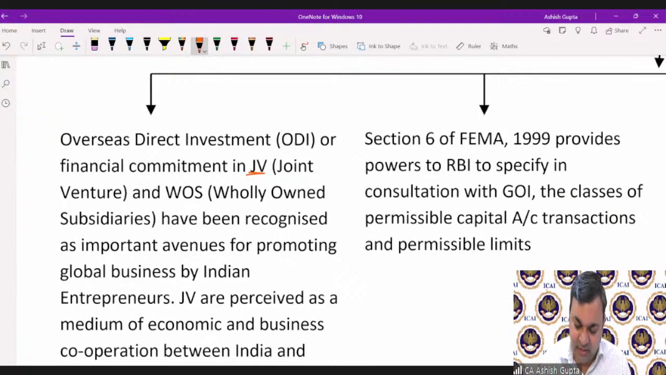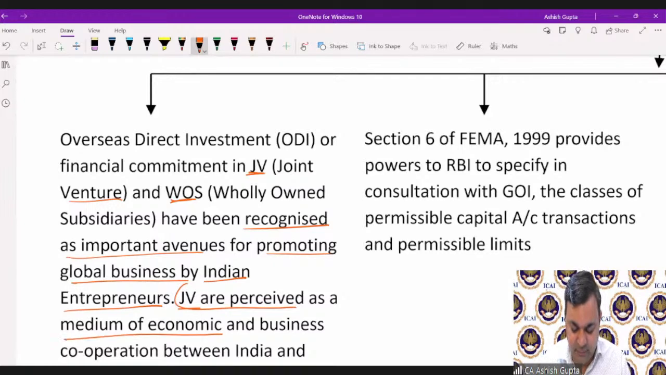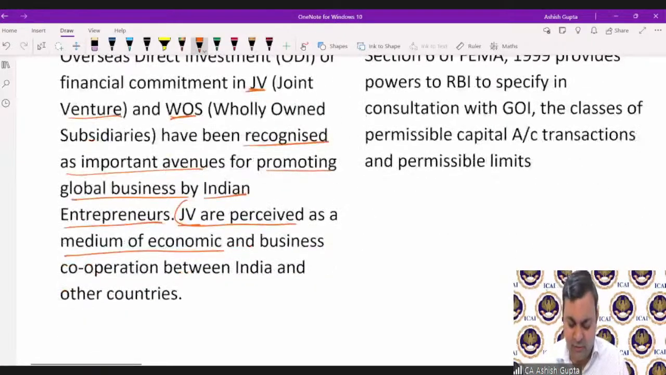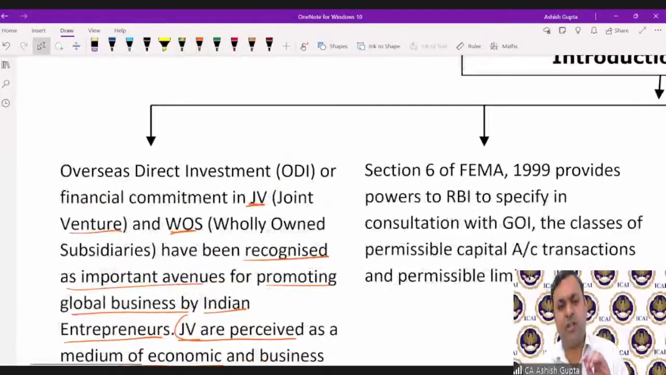In the form of guarantee. Joint ventures or WOS, that is wholly owned subsidiaries, have been recognized as important avenues for promoting global business by Indian entrepreneurs, and JVs are perceived as a medium of economic and business cooperation between India and other countries. So joint venture, wholly owned subsidiaries means Indian corporates are going to invest outside India.